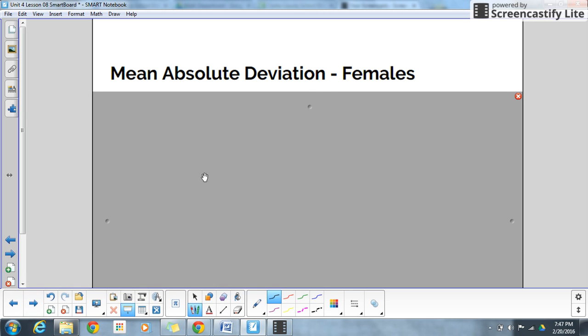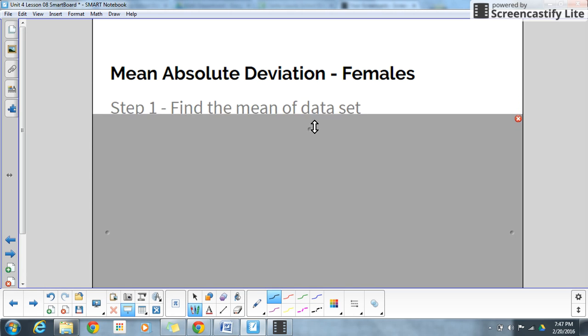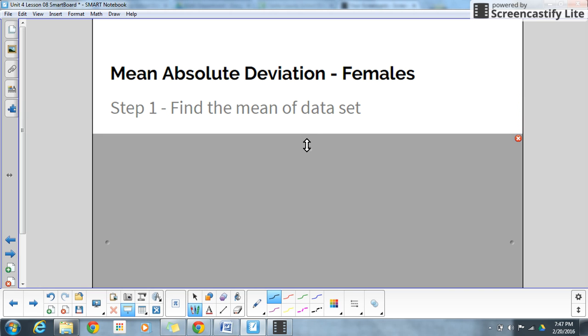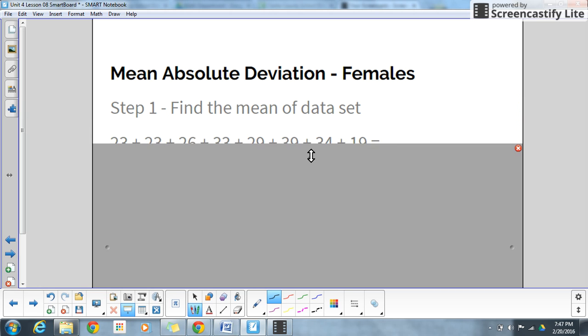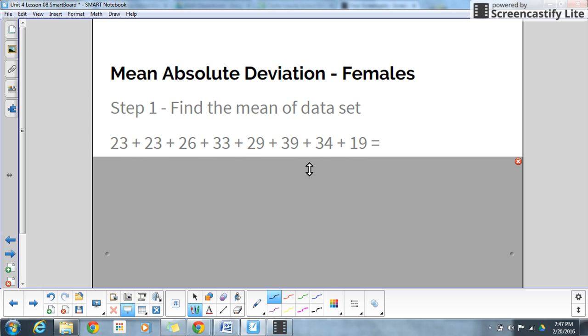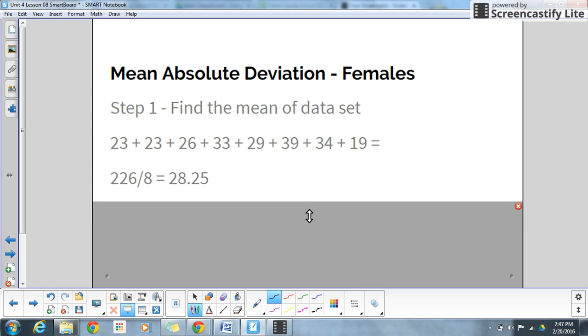Alright, so let's do a sample. The other day, we calculated the mean and other data about the female celebrities. So the first thing we're going to do is find the mean of the data set. If you recall, we added up all the data points, all the ages, which gave us 226, and we divided by 8 since there were 8 total females. So our average age is 28.25.